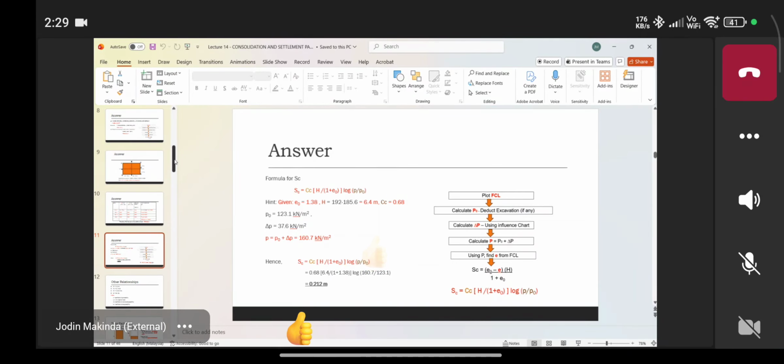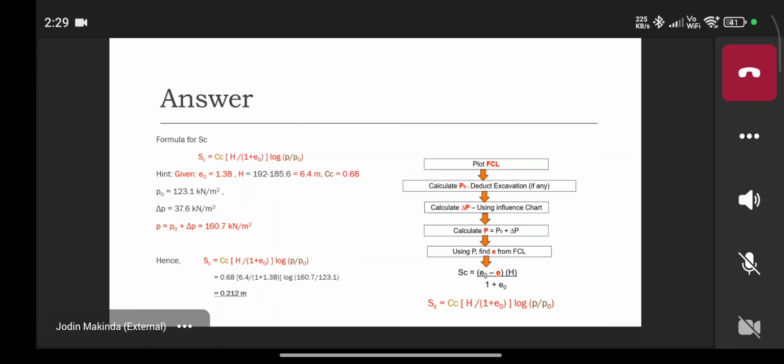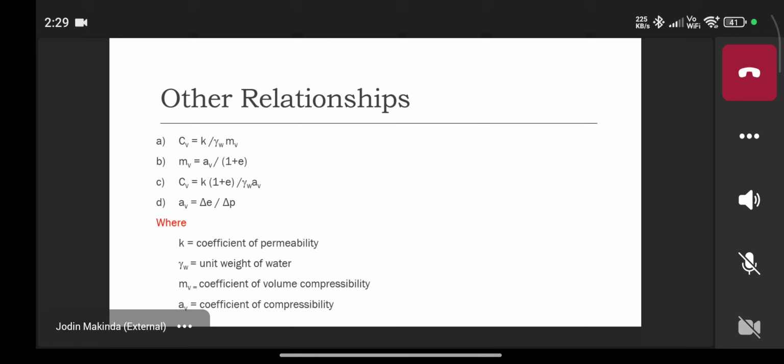All right. So now in summary, we can see that the study on settlement and consolidation exposes us to the relationship between volume, mass, and the volume of soil.